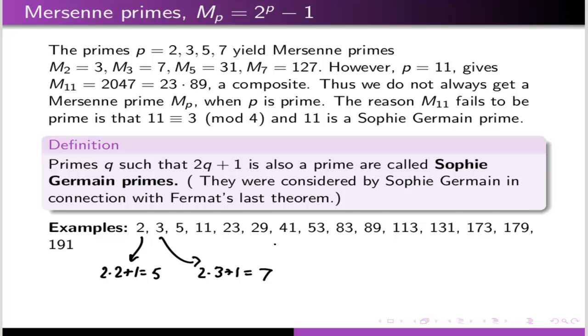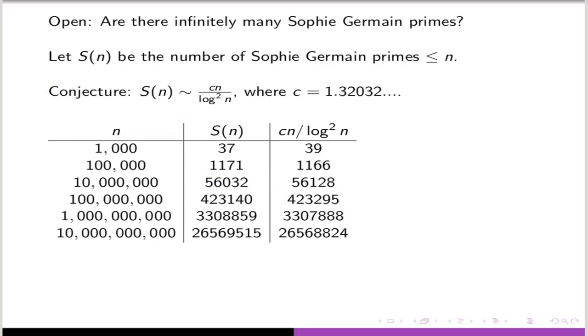And so it's natural to ask, well, it looks like we have an infinite collection, but this is an open problem. Are there infinitely many Sophie Germain primes? Open. We can be a little more precise if we want to count how many Sophie Germain primes there are up to n. Let's call that Sn.